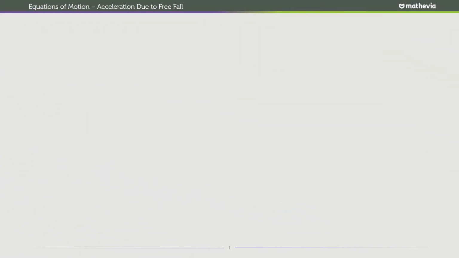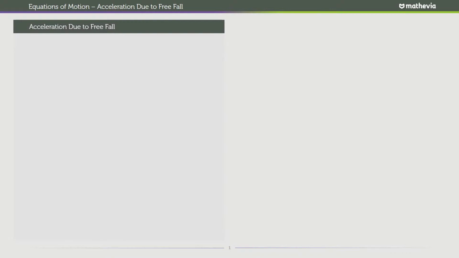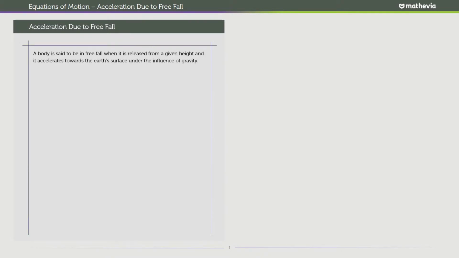So, acceleration due to free fall. Now, what exactly is this about? A body is said to be in free fall when it is released from a given height, okay? And it accelerates towards the Earth's surface under the influence of gravity. So basically, you have just dropping something from a given height and having it accelerate towards the Earth's surface.